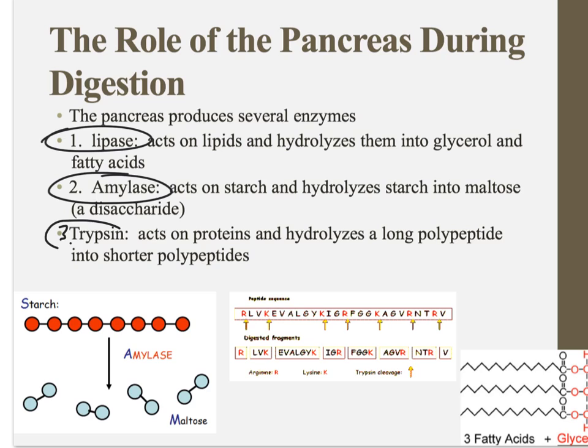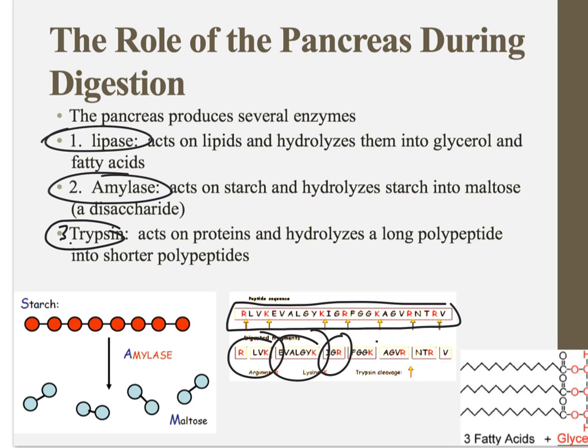And then we have the third one here, trypsin, which is going to take a really long protein and break it down into shorter segments. Not individual amino acids just yet, just shorter segments.